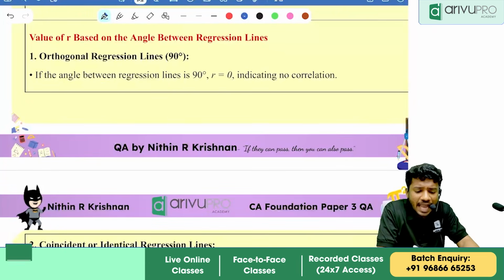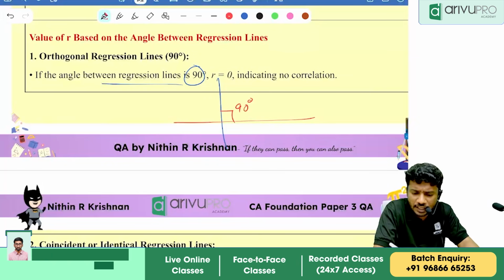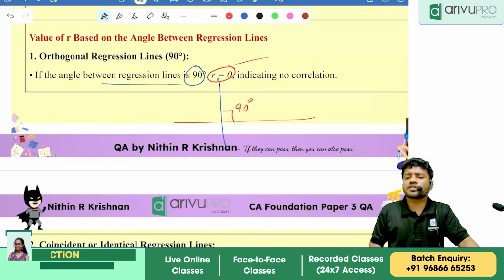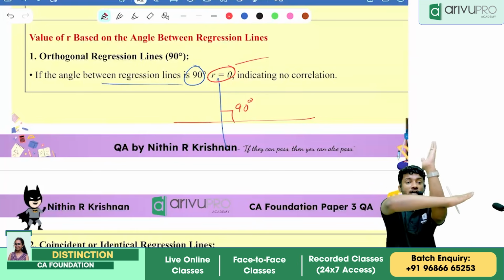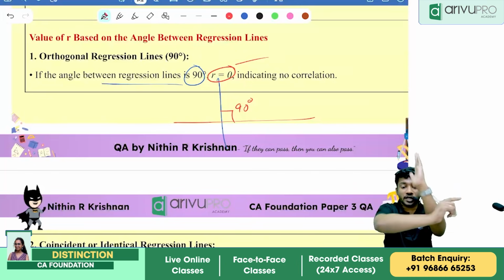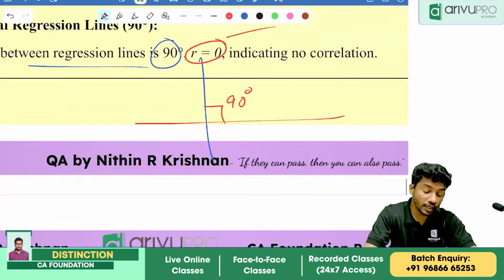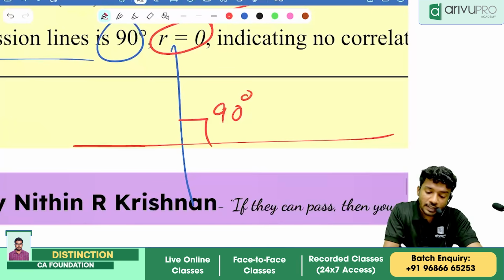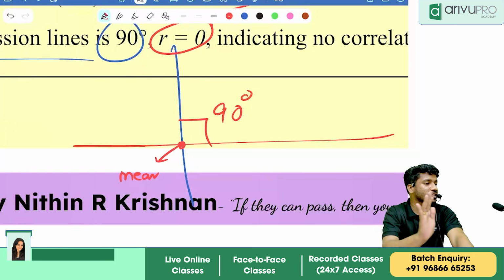If the angle between two regression lines is 90 degrees, so for example, one line is like this and the other line is like this, and the angle between them is 90 degrees, then the correlation coefficient is what? 0. Remember this. When there is an angle of 90 degrees between two regression lines, then the correlation coefficient is 0. They will meet at a point called what? Mean. Always, two regression lines will meet at a point called the mean.